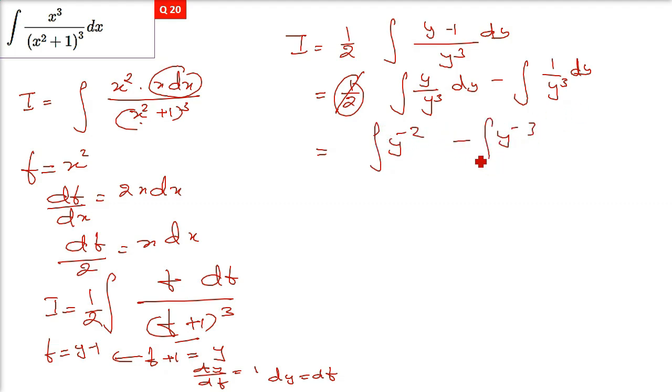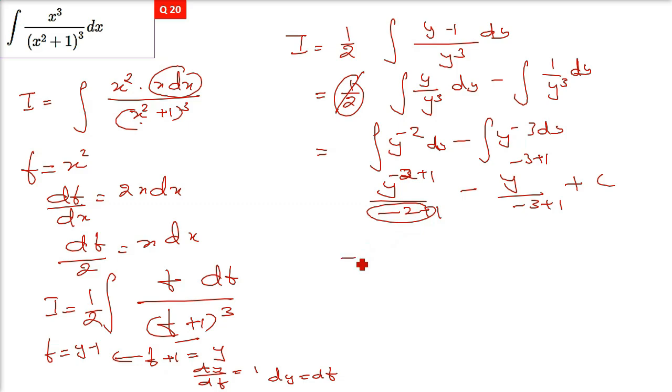1 by y cube will be y raised minus 3, integration dy. So y raised minus 2 plus 1 divided by negative 2 plus 1, and minus y raised minus 3 plus 1 divided by negative 3 plus 1, plus constant of integration. Minus 2 plus 1 will be negative 1. Negative 3 plus 1 is negative 2. So y raised minus 1 will become 1 by y. Here it is negative 3 plus 1, and minus will become plus, and 2 in the denominator. So 1 by 2. Y raised minus 2, y will go in the denominator. It will be 1 by y square. This along with the constant of integration, this is integration.